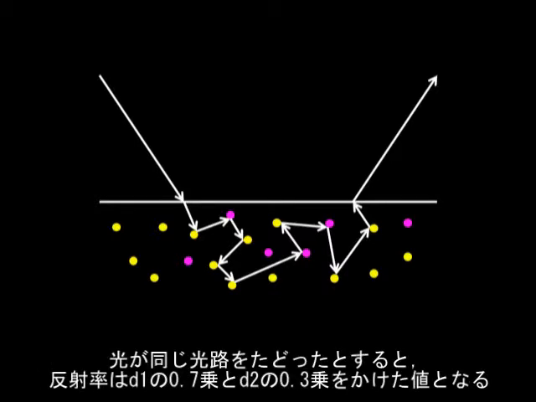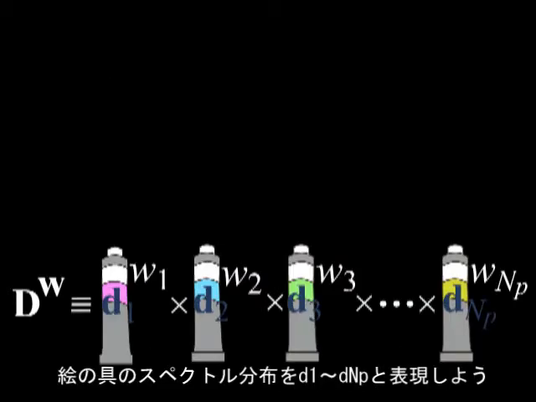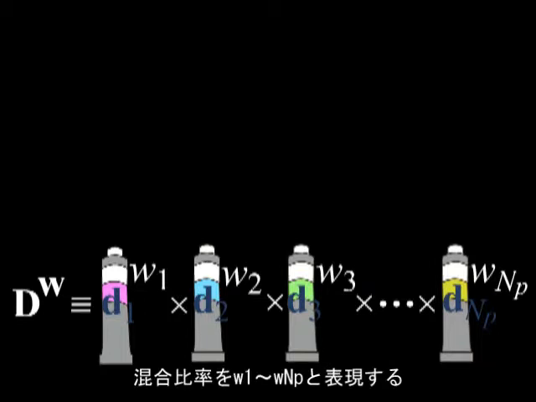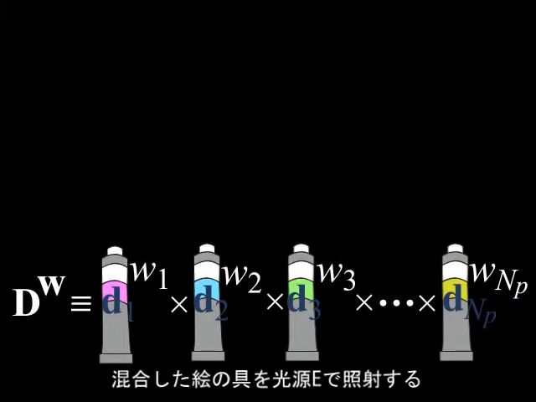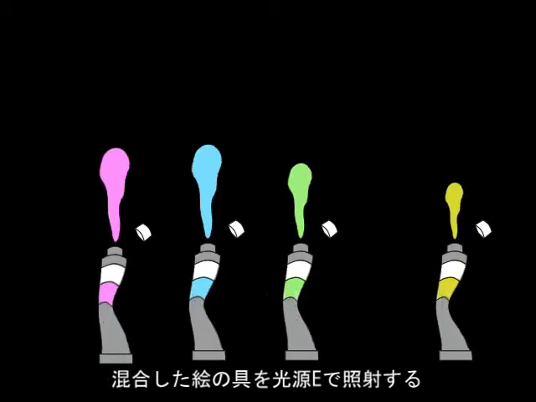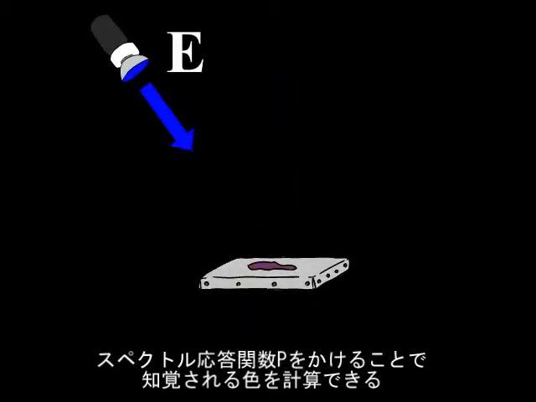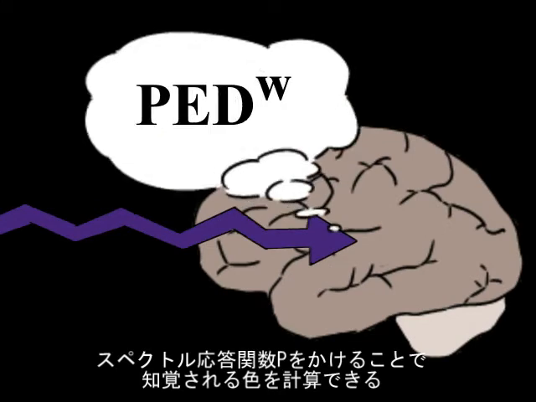If the light passes the same path, the reflectance will be D1 to the 0.7 power multiplied by D2 to the 0.3 power. Denote the spectral reflectance of paints as D1 to DNP. Denote the mixing ratio as W1 to WNP. Define D to the W power to be the reflectance of the mixed paint. Then illuminate the mixed paint by the light E. Finally, the XYZ value is obtained by multiplying by spectral sensitivity P.